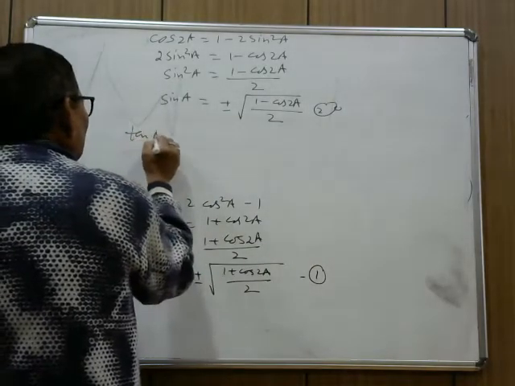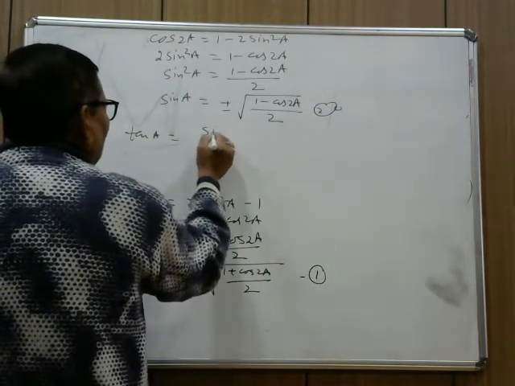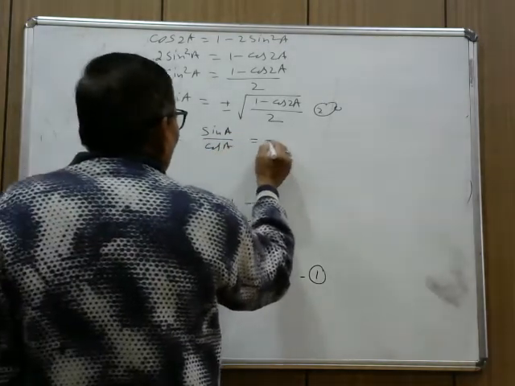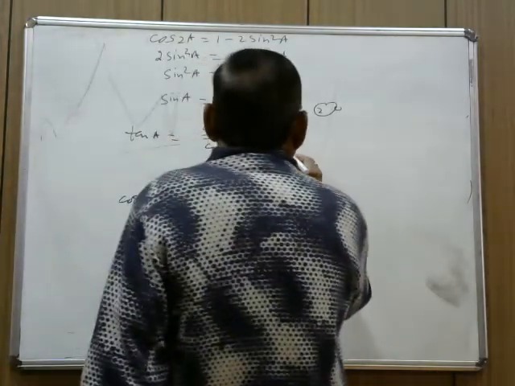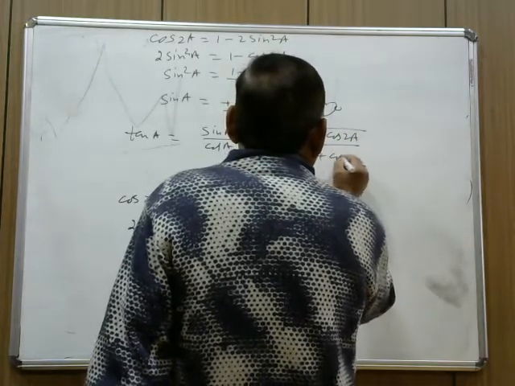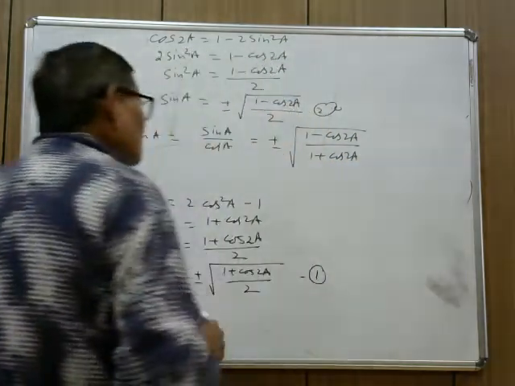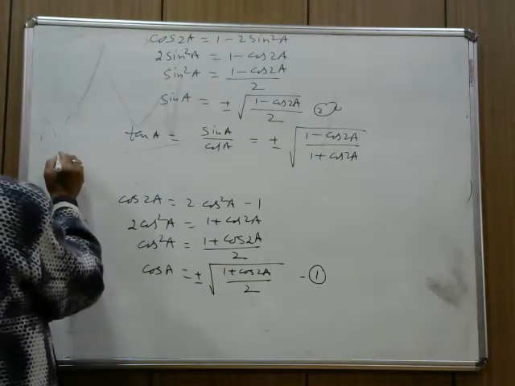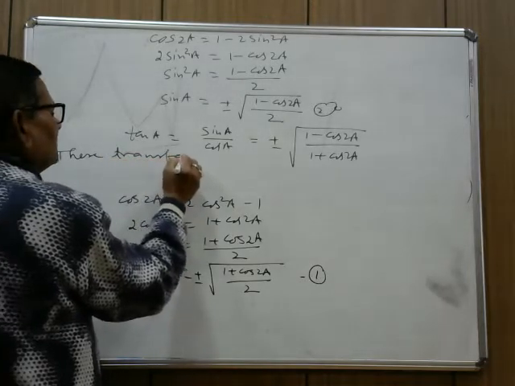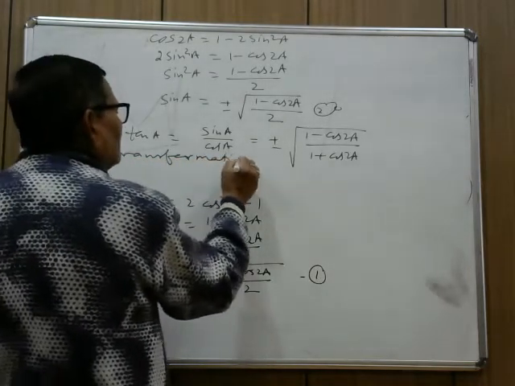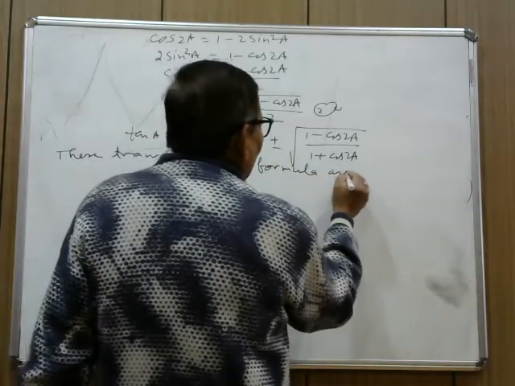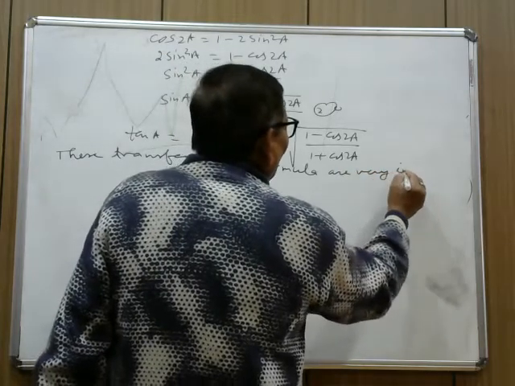Tan A is equal to sin A upon cos A, that is also plus minus under root 1 minus cos 2A upon 1 plus cos 2A. These transformation formulas are very important.